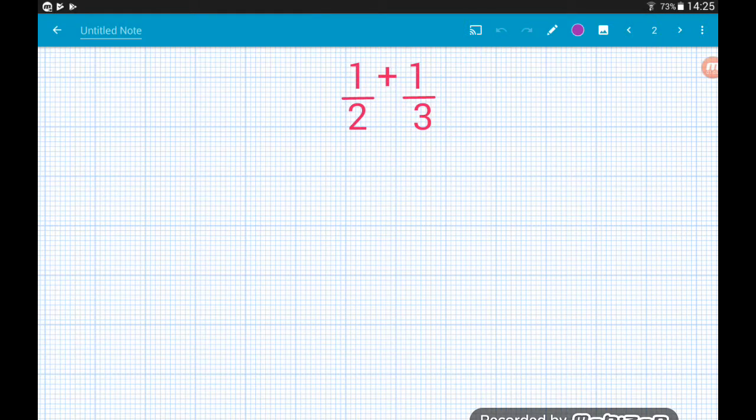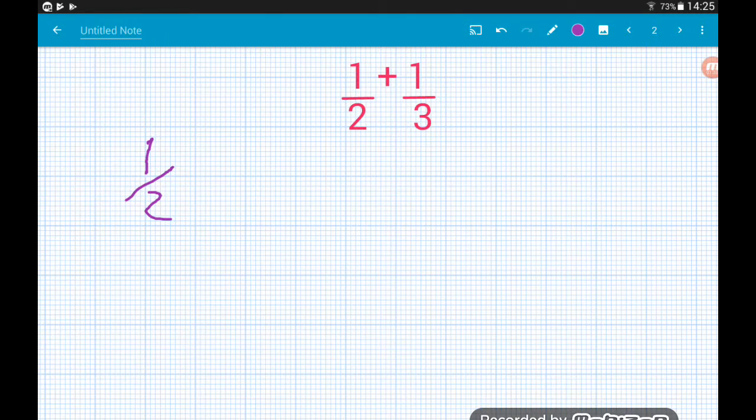Anyway, what we need to do is look at the numbers in the denominators on the bottom of the fraction. Here we've got 2 and 3, and we want to work out what their lowest common multiple is, the first number that they both go into. With 2 and 3, that would be 6. So what we're going to do with each fraction is change the denominator into a 6, and we do that by multiplying the top and bottom of each fraction.